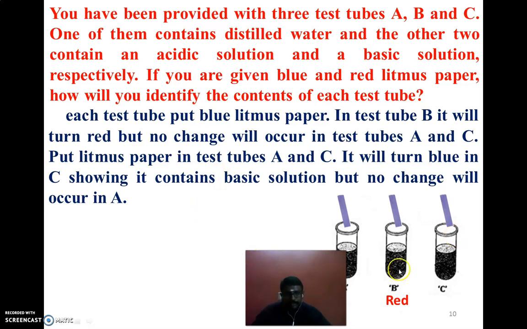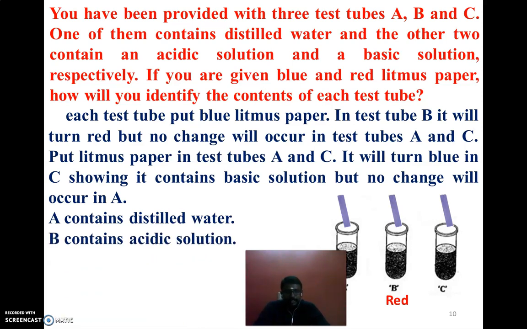In test tube A, no change will occur when we dip the blue litmus paper and red litmus paper. So that indicates that A is distilled water. So the answer is: A contains distilled water, B contains acidic solution, and C contains basic solution. This is the answer for the question.